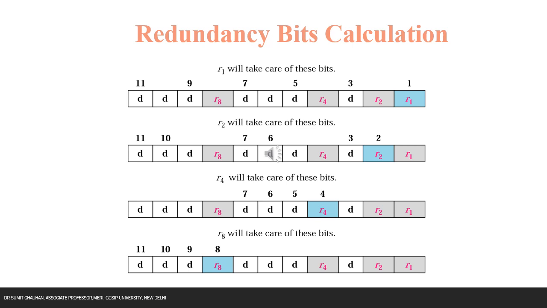Now R1 will take care of all these bit locations, that is 1, 3, 5, 7, 9, 11. R2 will take care of 2, 3, 6, 7, and R4 will take care of 4, 5, 6, 7, and then R8 will take care of 8.